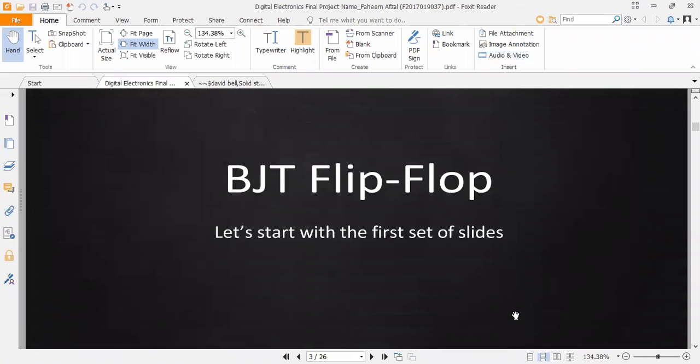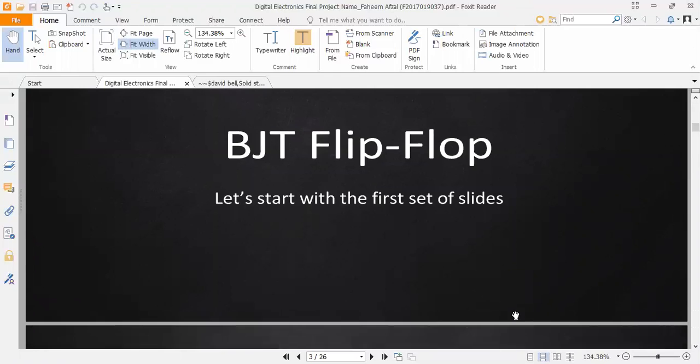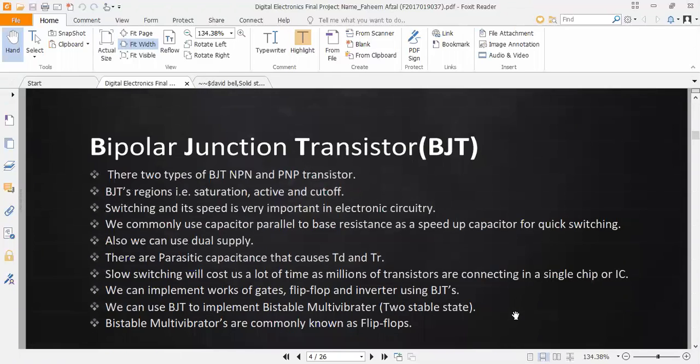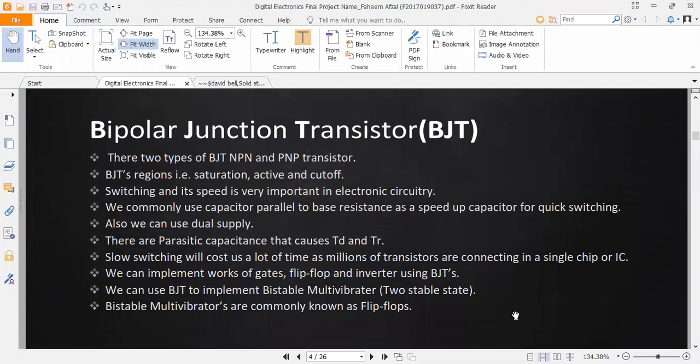Here I can explain my topic in two ways: BJT and flip-flops, or BJT circuits as a flip-flop circuit. So let's start with the first set of slides. First, I'm going to explain BJT and flip-flop.